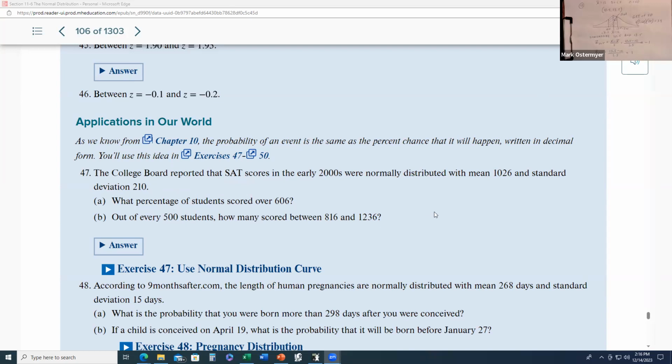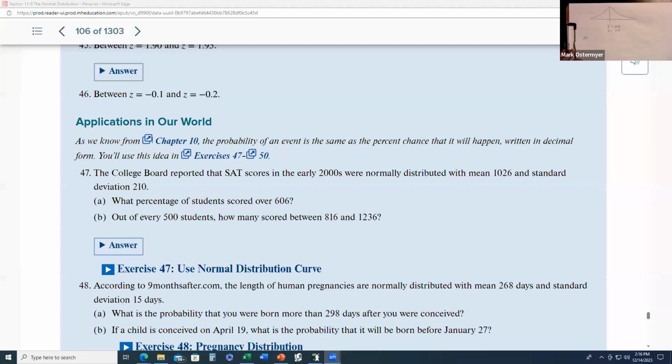All right. So therefore, ladies and gentlemen, in order to do this problem, we're going to have to level the playing field. We're going to have to turn these values into z-scores because I can't tell heads or tails as to how many standard deviations these things are about the mean. For one thing, our SAT scores are distributed according to the normal distribution. What was the mean score? 1026. And what was the standard deviation? It was 210. For question A, they want us to determine what percentage of students scored over 606.